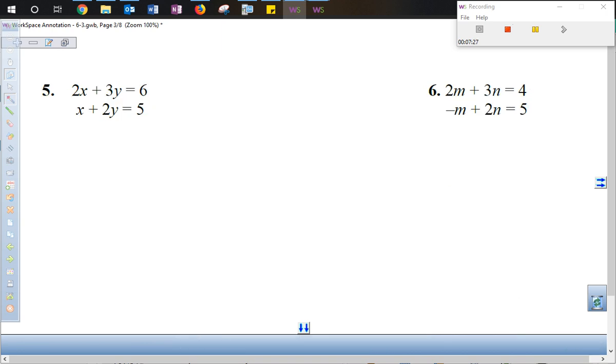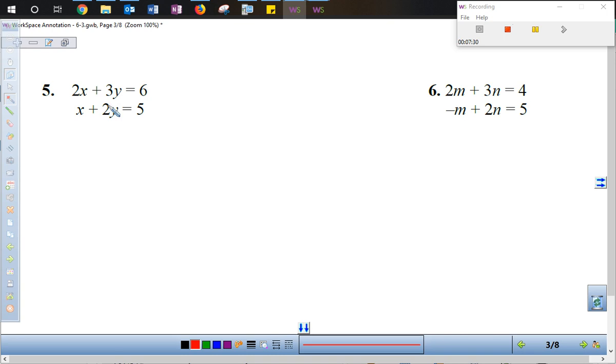Okay, on number 5. First of all, I want to make sure that everything's lined up. So x's on top of x's, y's on top of y's, equal signs on top of equal signs, and constants on top of constants. So now I'm going to go through and make sure that if I add them together, something's going to eliminate. So my x's, they do not have the same coefficient, so that's not going to help me. Let's go to the y's. Those also don't have the same coefficient, so that's going to make it a little bit tricky.